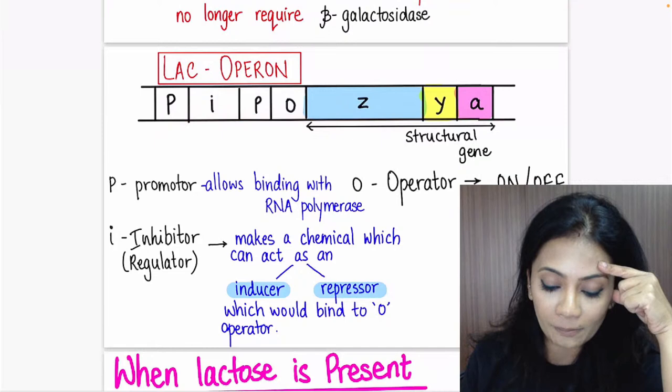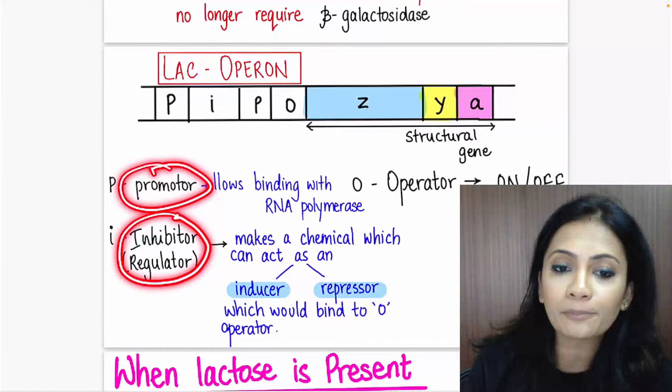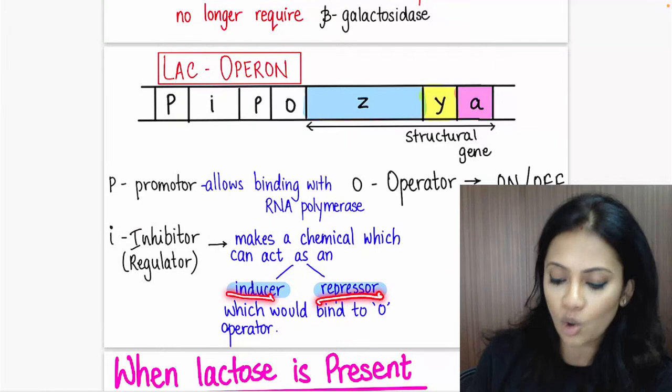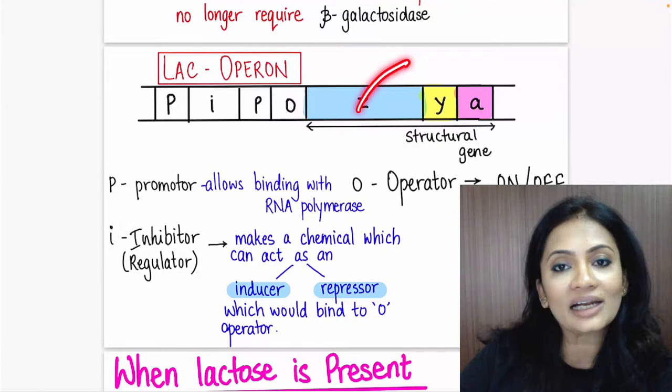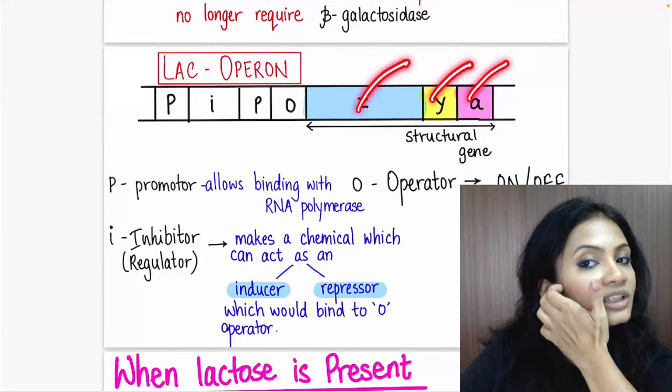P is the promoter. I is the inhibitor gene, which makes the regulatory protein. It can be either inducing or repressing. O is the operator. Z codes for beta-galactosidase. Y codes for permease. A codes for transacetylase.